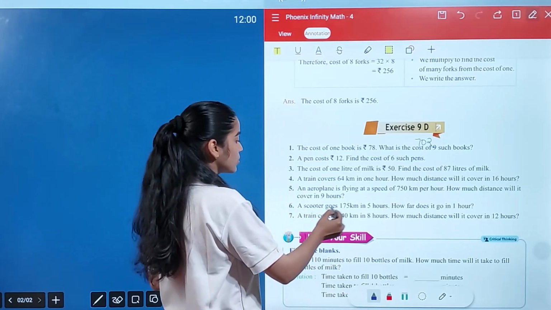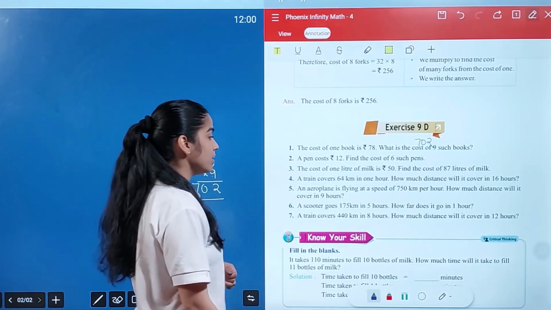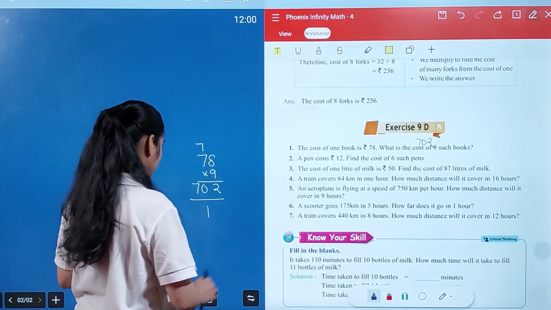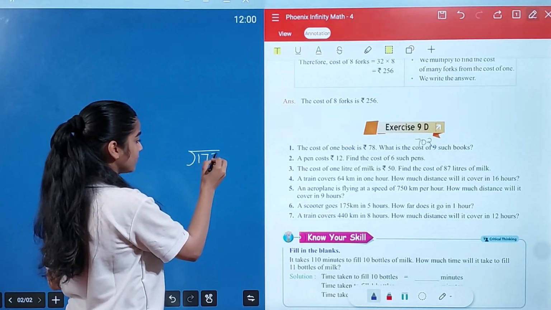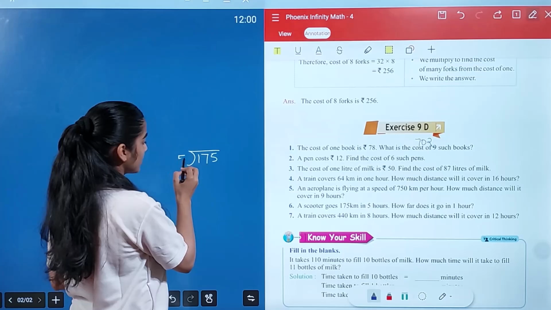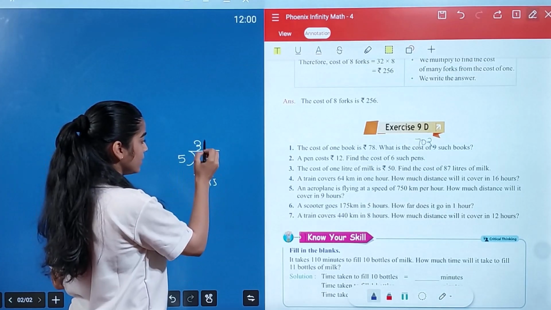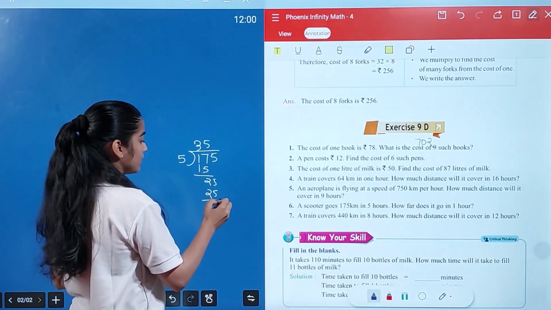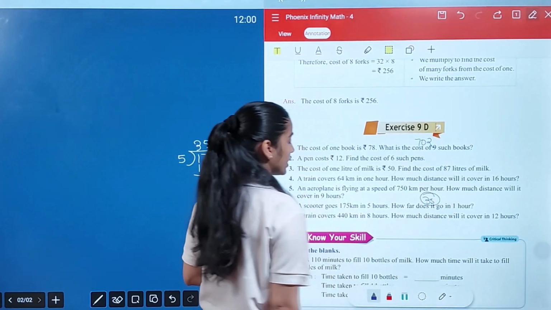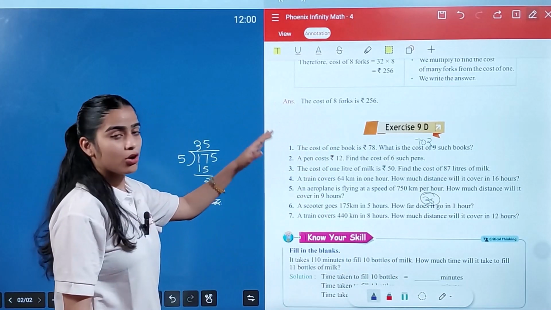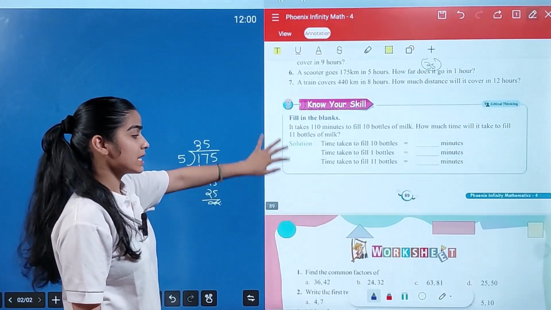After this, a scooter goes 175 kilometers in 5 hours. How far does it go in 1 hour? So you have to divide 175 by 5. Your answer will be 35 kilometers. In the same way, you have to write the answer and solve the rest of the questions you have in your exercise 9D.